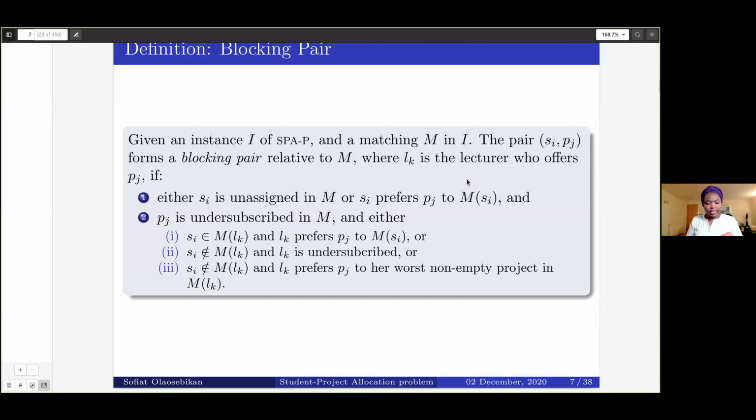But then again, this is a definition of a blocking pair. Don't worry yourself about the details. This is just for completeness. For a blocking pair to occur, a project must be undersubscribed, and there are 3 different conditions that can lead to a blocking pair.